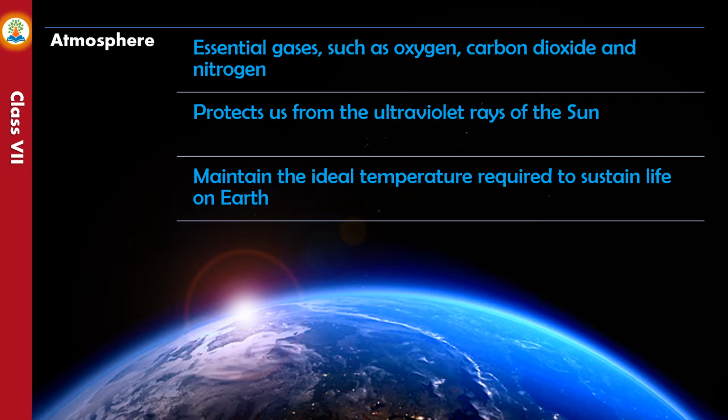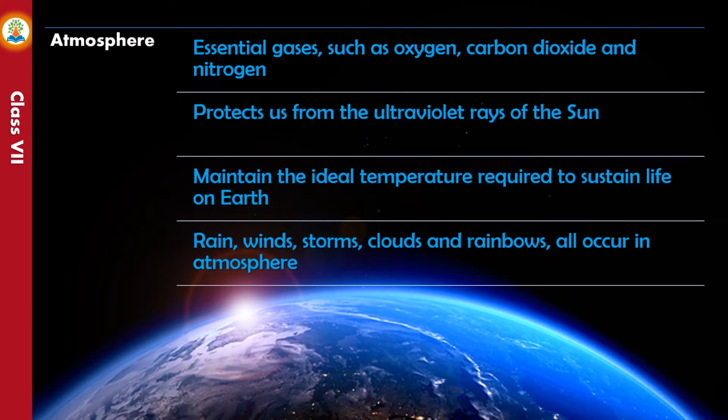If it were not for the atmosphere, days on the Earth would have been scorching hot, and nights would have been freezing cold. Weather phenomena, such as rain, winds, storms, clouds and rainbows, all occur in the atmosphere.